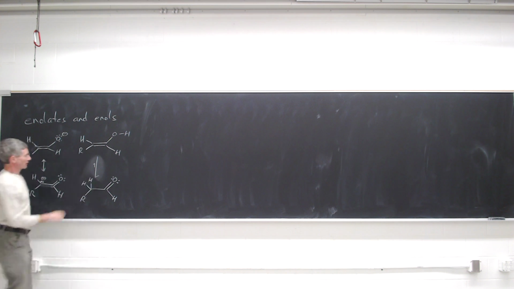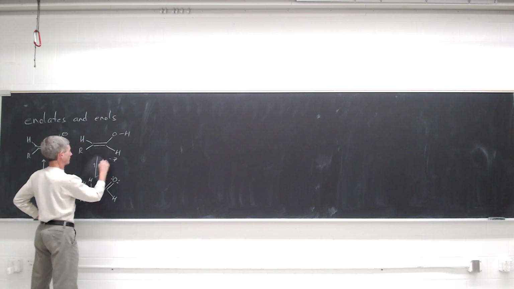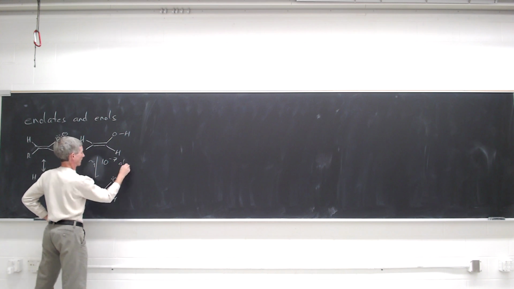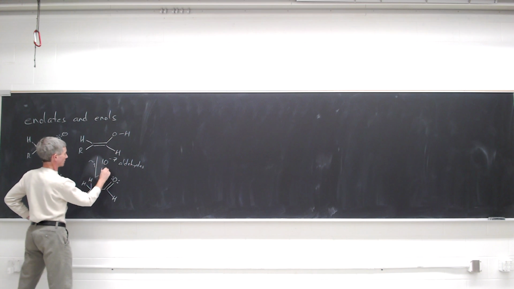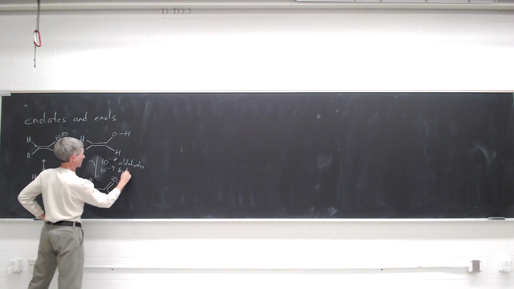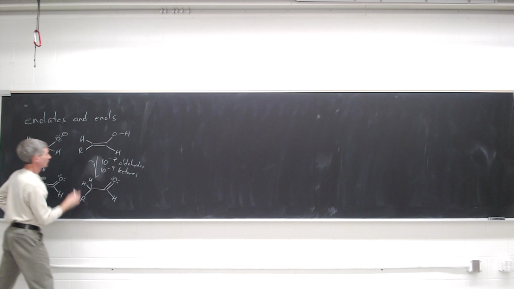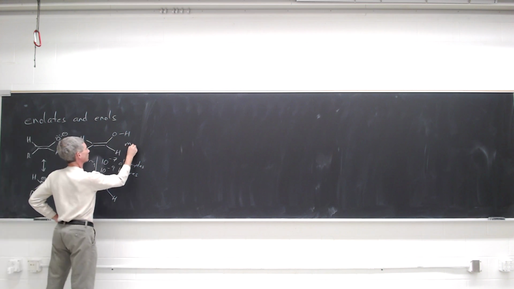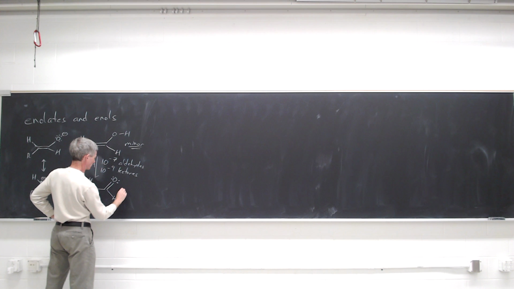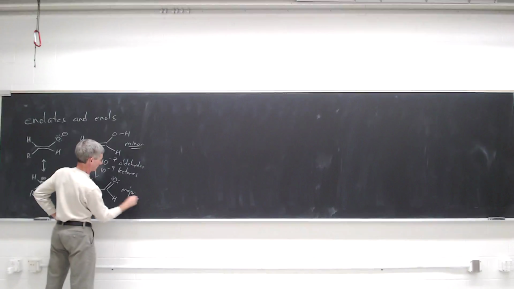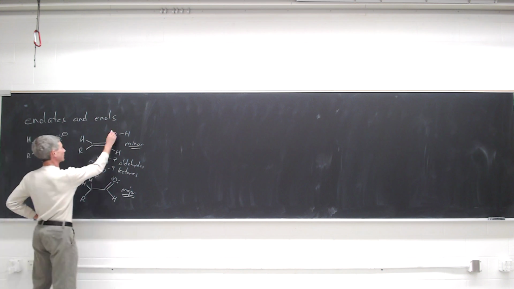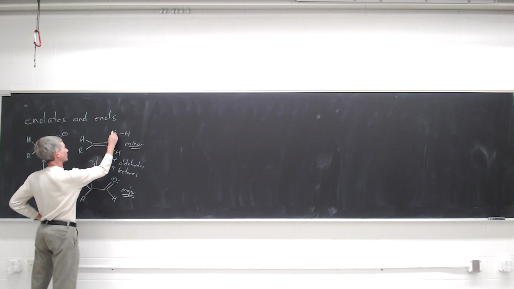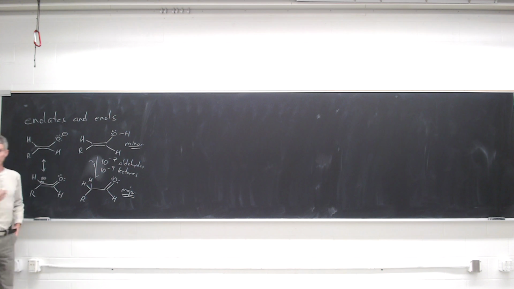And then the equilibrium constant is on the order of 10 to the minus 7 for aldehydes, and on the order of 10 to the minus 9 for ketones, where the enol is a very minor component of the equilibrium mixture. Nevertheless, the enol form, even though it's a very small component of the overall mixture, can be significant in reactions.